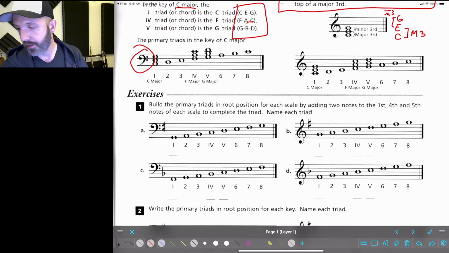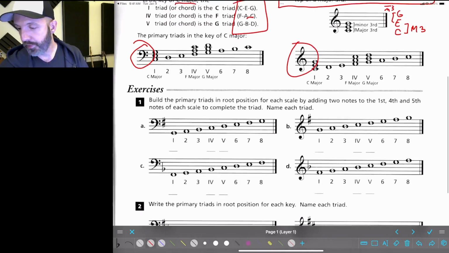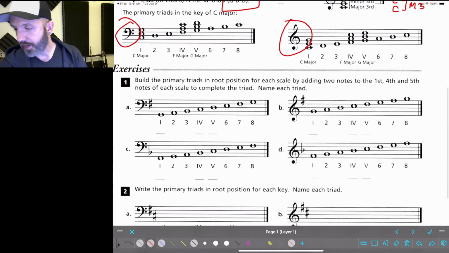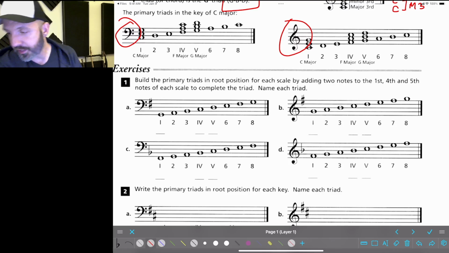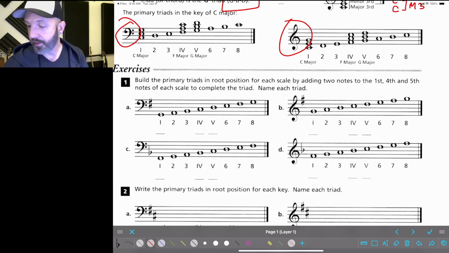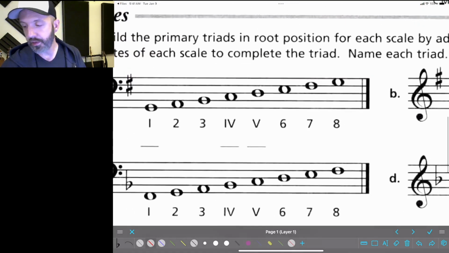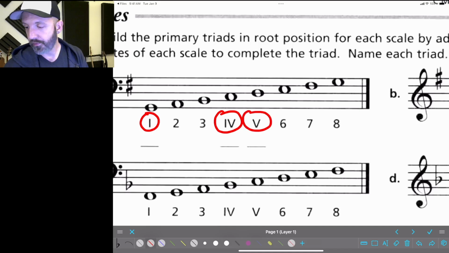So they just did it in bass clef, and they did it in treble clef. All right, let's boogie. Build the primary triads in root position for each scale by adding two notes to the first, fourth, and fifth notes of each scale to complete the triad. Name each triad. Okay, so they don't want you to write every single one. We're just focusing on the primary triads, 1, 4, 5.